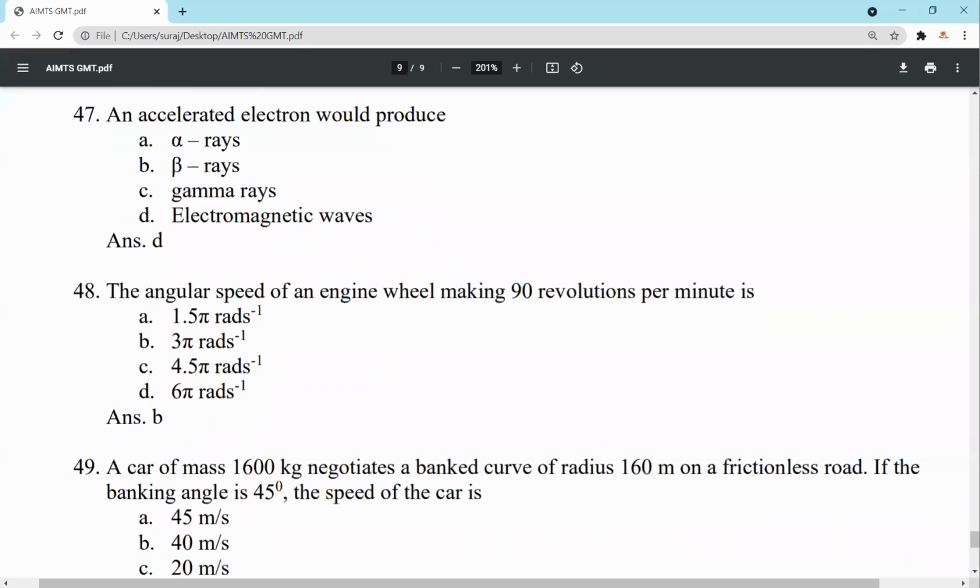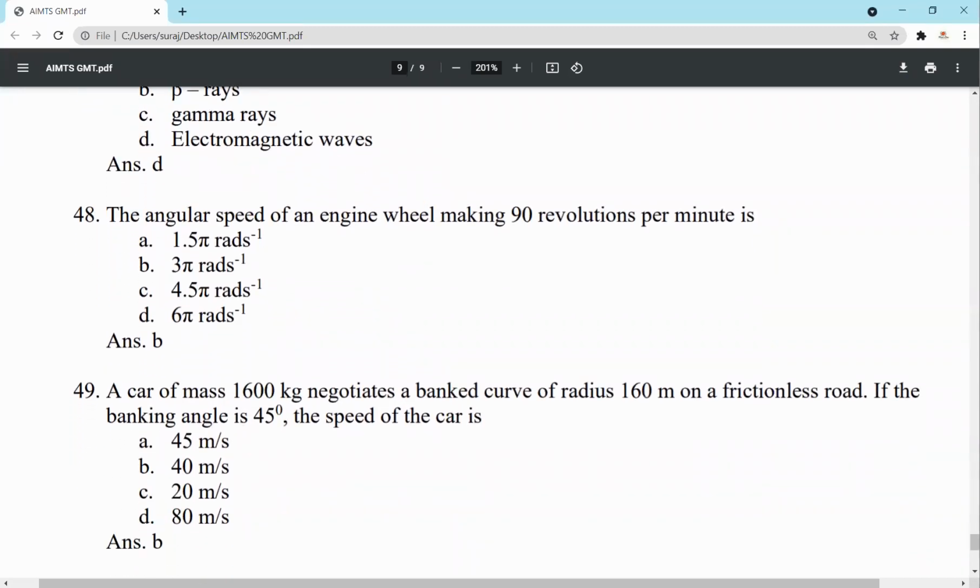Next question 48. Angular speed of an engine wheel making 90 revolutions per minute. Revolutions per minute is given, 90 into 2 pi radians per 60 seconds. 2 gets cancelled, 3 pi. Question number 49.